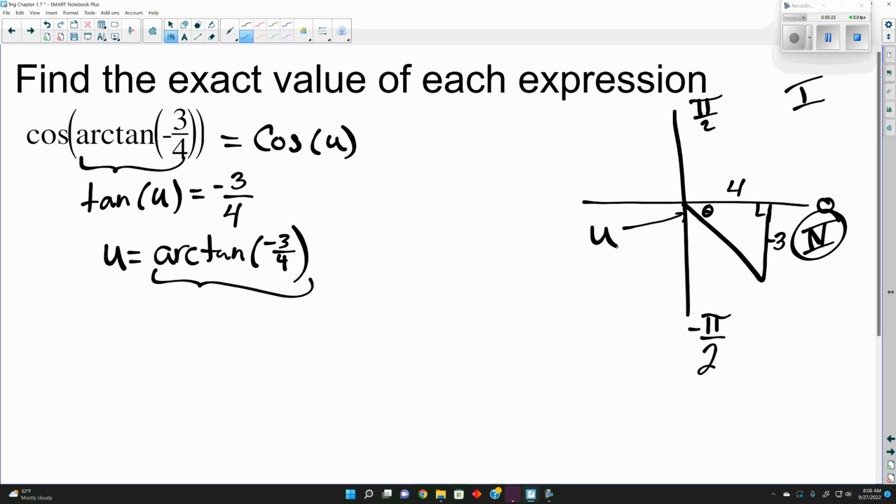What is cosine? Adjacent over hypotenuse. So we just need to find the hypotenuse, which is 5. 3, 4, 5 right triangle. So cosine of u, cosine of this angle, is adjacent over the hypotenuse. So it's 4/5. So really, once we get the triangle set up, we can solve it from there. The inverse pretty much gives us the setup for the triangle. Then we can use that triangle to find cosine's value.